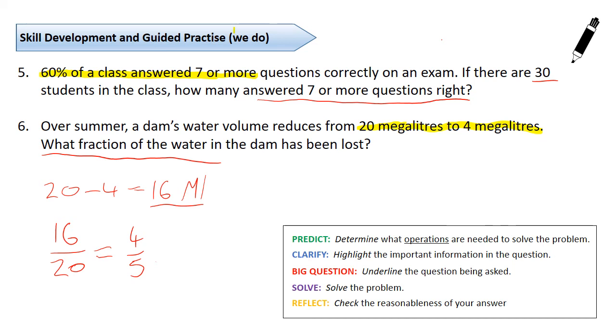Remember, give it back in a sentence. So what fraction of the water in the dam has been lost? 4/5 of the water in the dam has been lost.